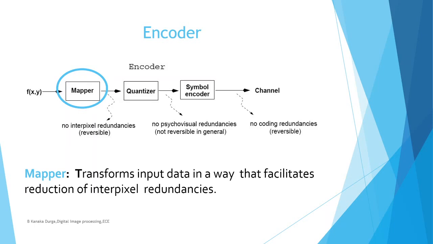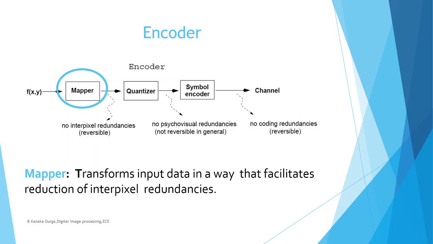Next, it is followed by the quantizer. What does the quantizer do here? Depending upon the step size of the data, it compresses the value. It is not a reversible process. When we have different step sizes, we lose some of the information, depending upon the input. Next is the symbol encoder. The symbol encoder compresses the data using coding techniques. It can be a reversible process.